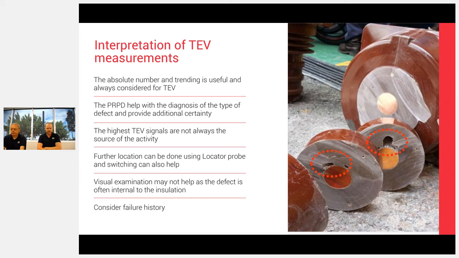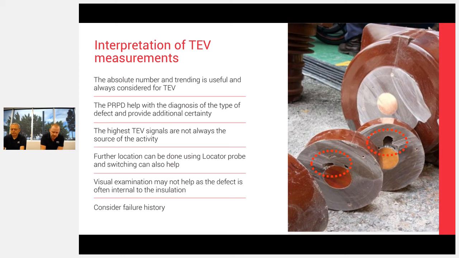Okay, so interpretation of TEV results. The absolute number and the trending is useful and is always considered for TEV. What that means is over time, TEV signals tend to get worse as they go towards failure, as opposed to what Neil said earlier, where ultrasonic amplitude levels don't necessarily get worse before failure. The pattern will always help you diagnose the type of defect, and it will provide additional certainty.